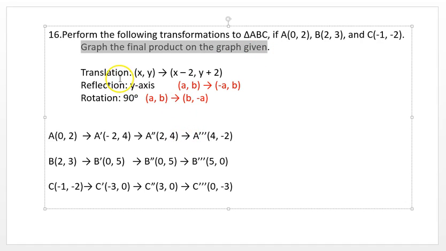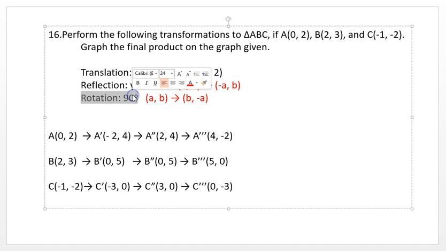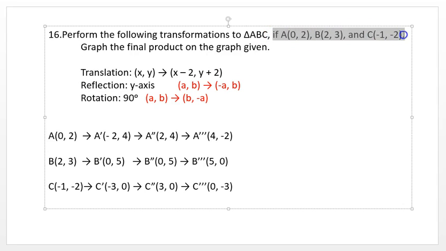So here's how we start out figuring out what the new points for each of our vertices are going to be after doing all these transformations on it. What we need to do is start out with the first one, then go to the second one, and then go to the third one. Okay, so perform the translation first on each of your vertices. That's this step right here.